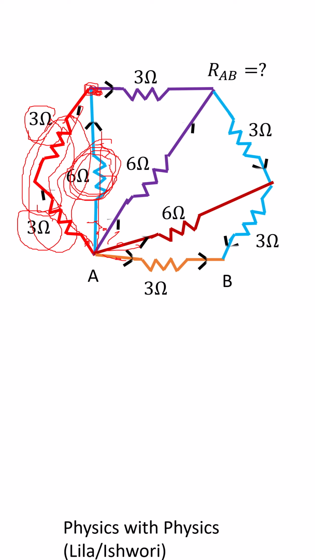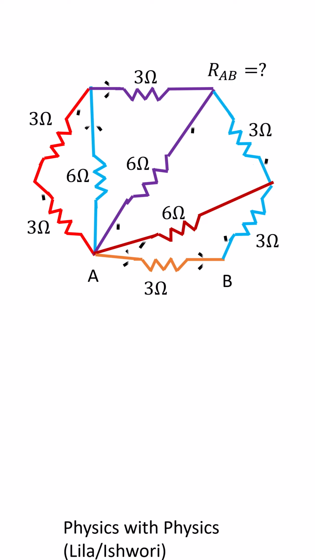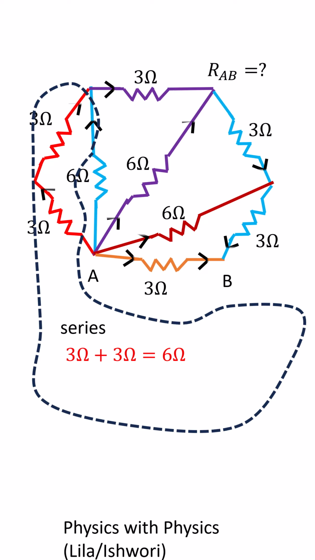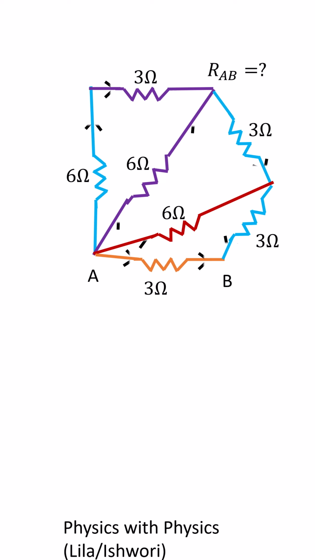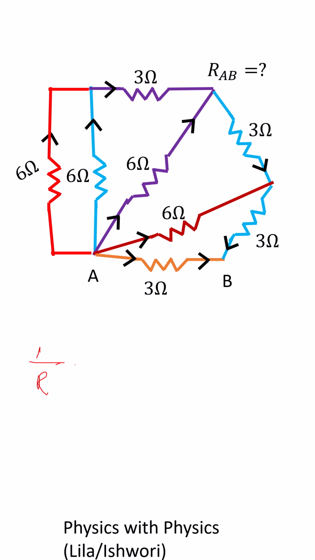Now let's replace them with their equivalent resistance values. Okay, these two resistances are in series. That's why the equivalent resistance becomes 6 ohm. Now I already said that 6 ohm and 6 ohm resistances are in parallel, and the formula for parallel, in case of two resistances, is 1 by R equals 1 by R1 plus 1 by R2.